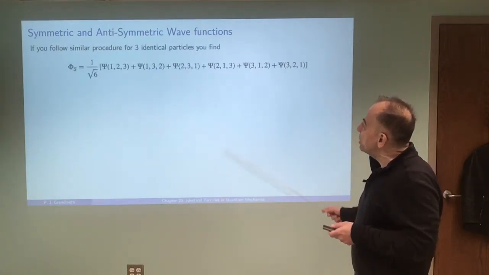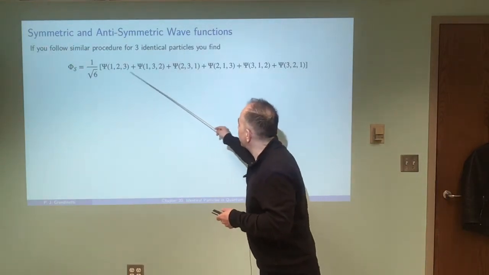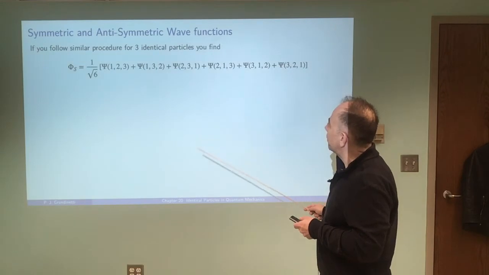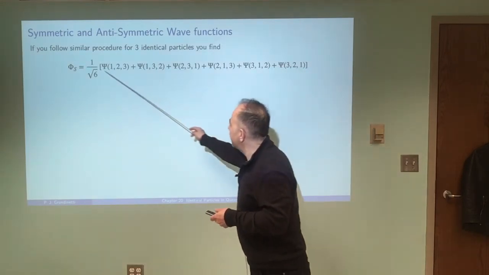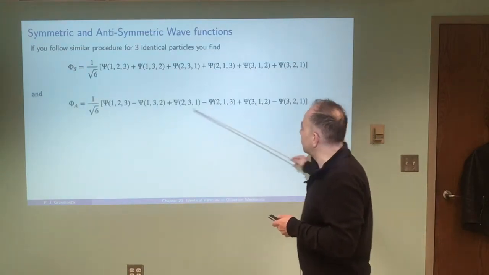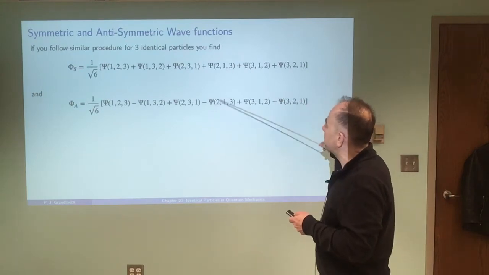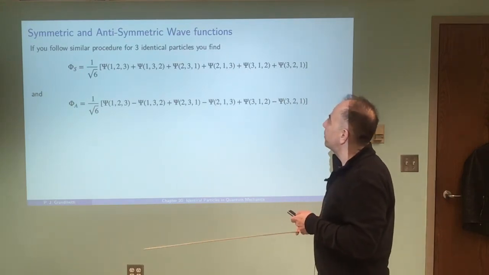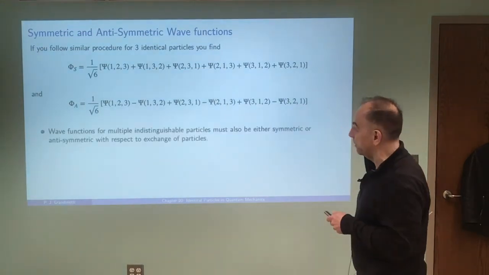If you did the same procedure for 3 identical particles, I won't get into it, but you can get this combination of your exchanged wave functions to get a version that's the symmetric version. And for the antisymmetric version, this is what you have. And this would be invariant. These would not reveal which particle is which, and it would allow us to preserve the indistinguishability.